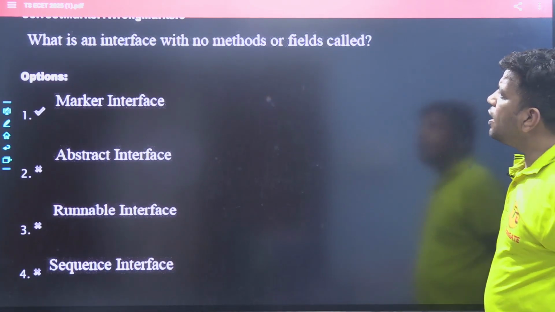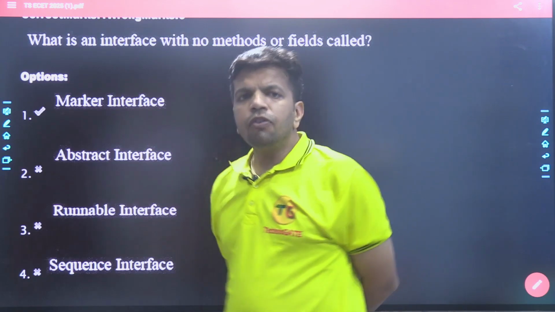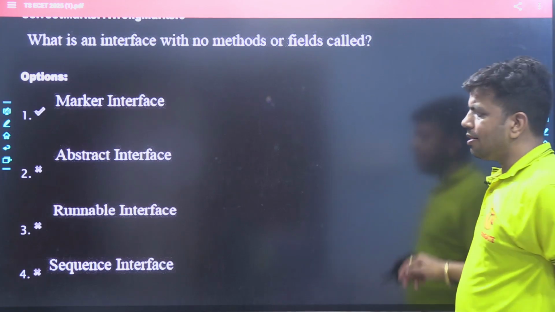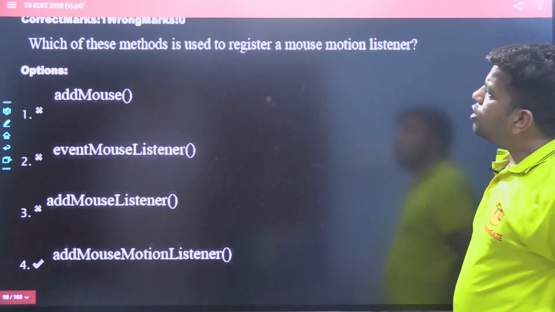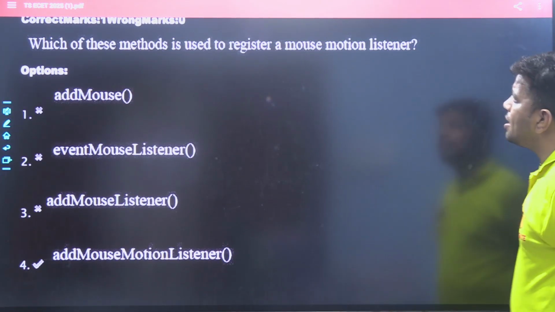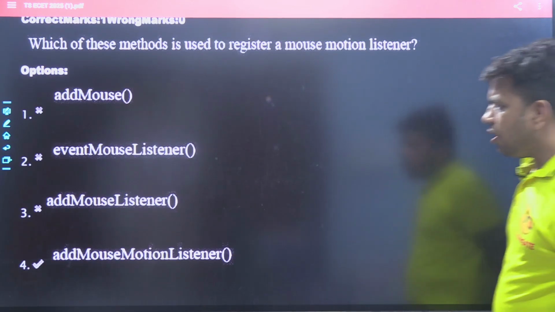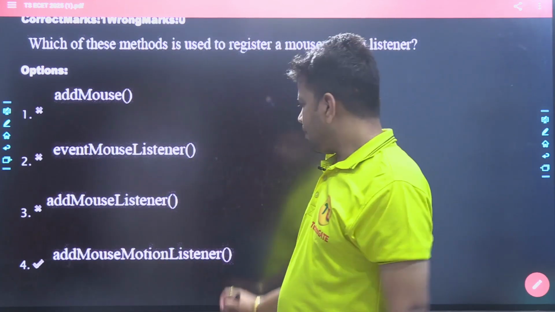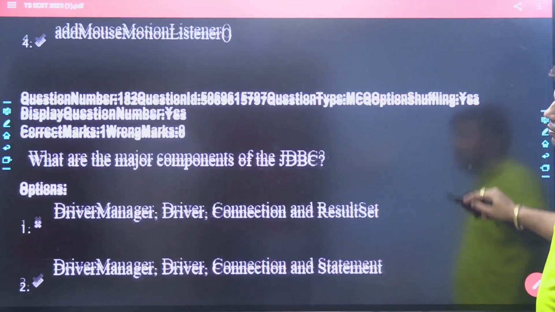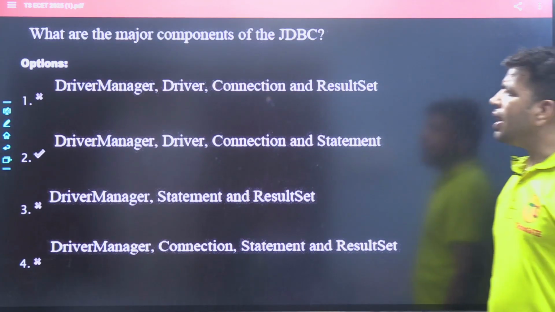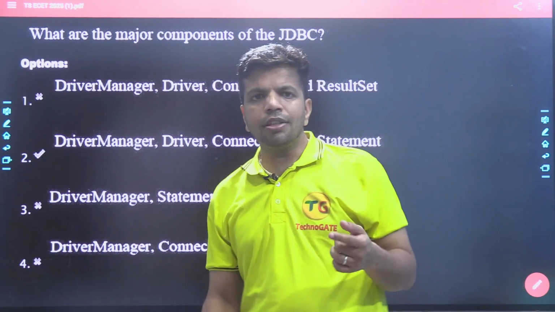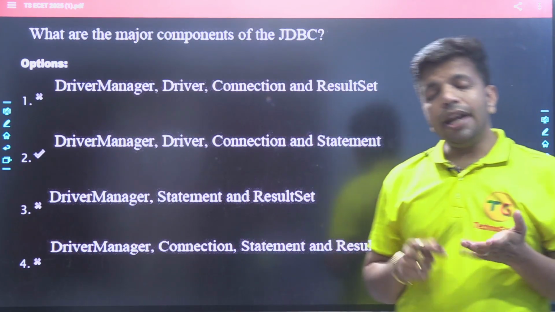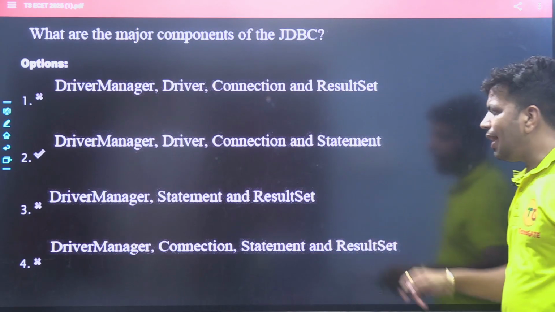What is an interface with no method or field called? So if you have an interface without any method or field, then it is called a marker interface. A is your answer. Which of these methods is used to register a mouse motion listener? So if you want to use the mouse motion listener, then you need to add mouse motion listener. Fourth is your answer. Which of the following is a major component of JDBC? So for JDBC, you need a driver, a driver manager, a connection, and a statement. You can go with the second answer.